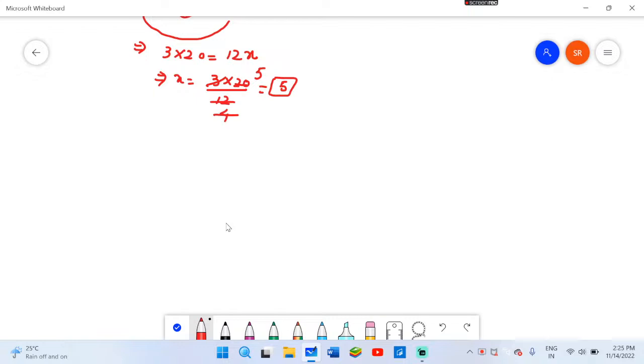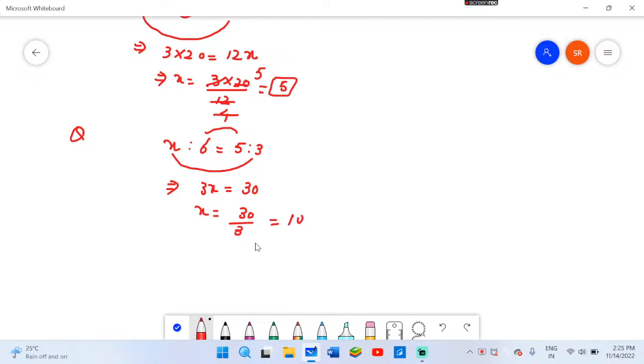More sums we can take. Given x is to 6 is same as 5 is to 3. Product of extremes, product of means: 3x is equal to 6 into 5, 30. So x is equal to 30 by 3, 10. Therefore, x is equal to 10.